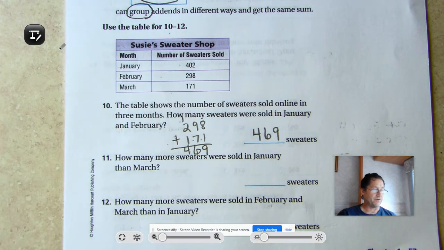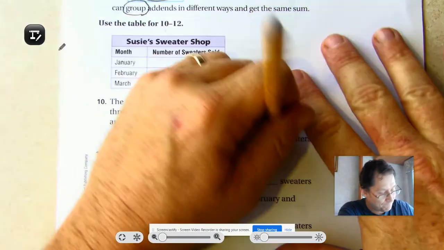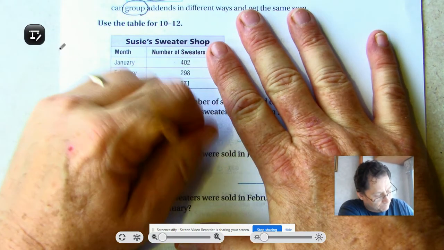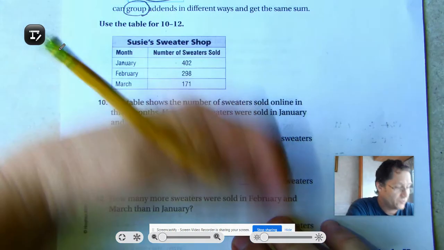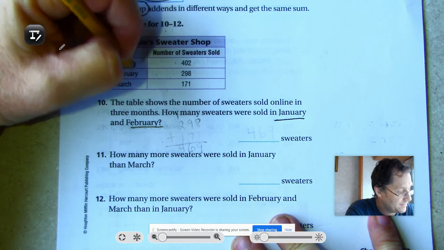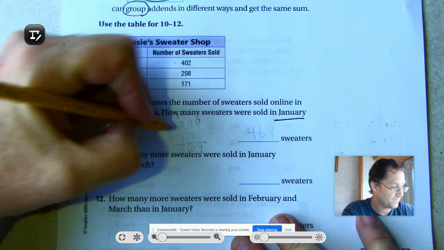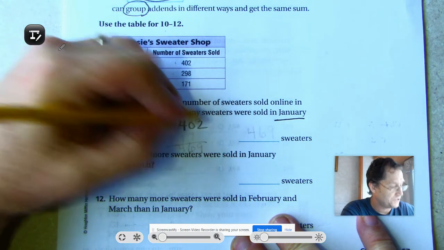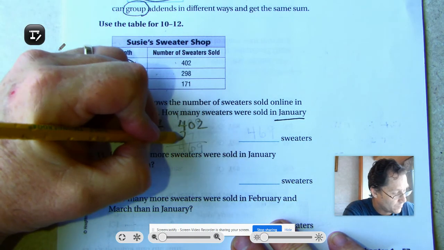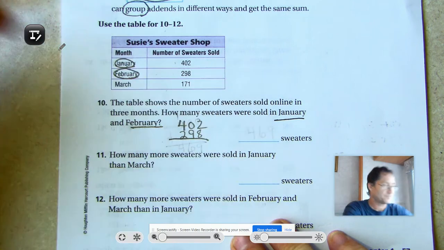Except that's not January and February, is it? I just figured out February and March. So let's go back. This is a good clue that we have to read very carefully. January and February. January was 402 sweaters, and February was 298.